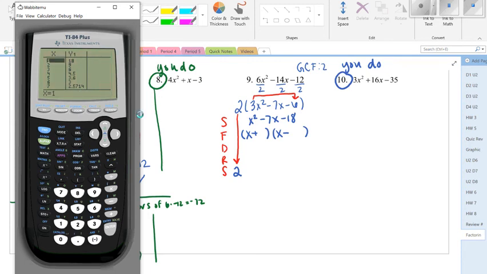So because the middle term is negative, that means the larger number would be negative. So 1 and negative 18, that's not going to give us negative 7. 2 and negative 9 would give us negative 7. So we're going to use positive 2 and negative 9 for our factors.